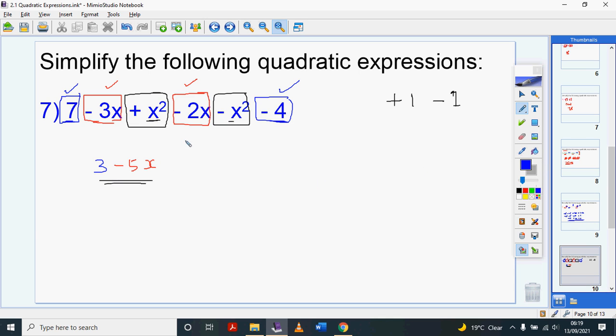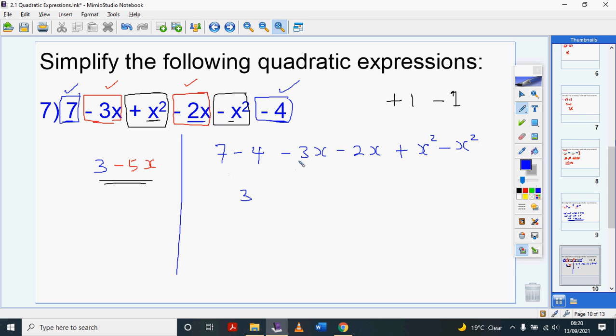Let me just do this in a more detailed way. Collecting like terms means that you pull the ones that are constant next to each other. Then you have negative 3x, and then you want to bring the one that's like negative 3x, i.e. the same term, a common term, a similar term next to it. And then finally plus x squared minus x squared. So 7 minus 4 is obviously 3.